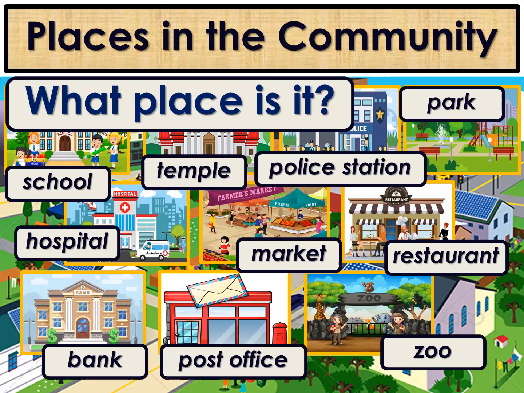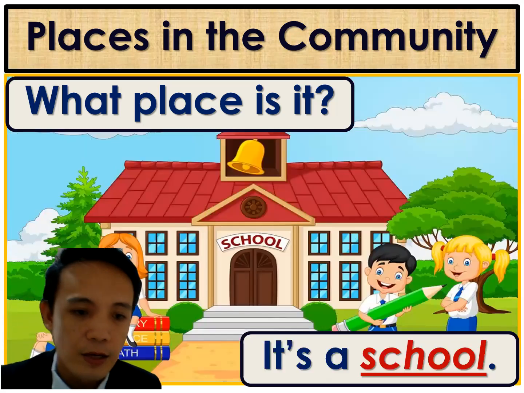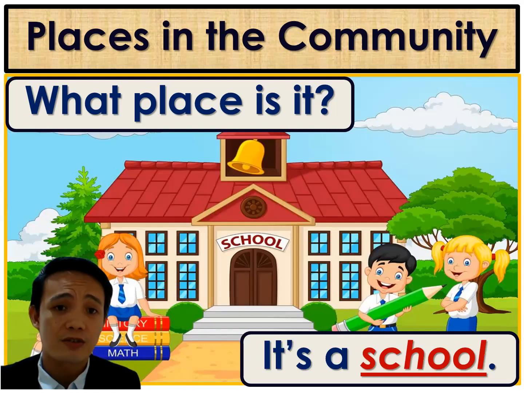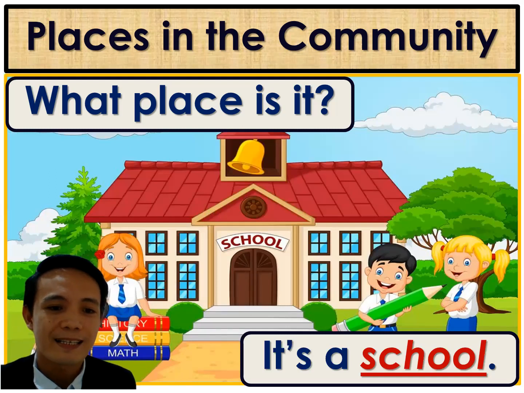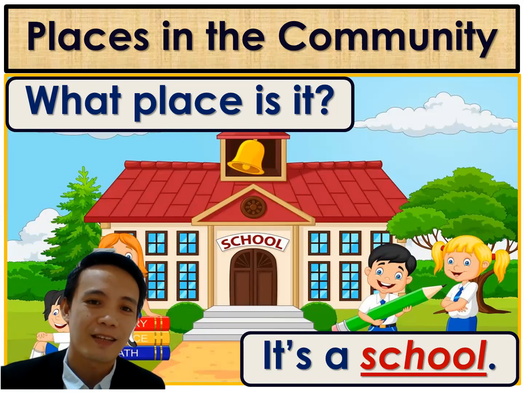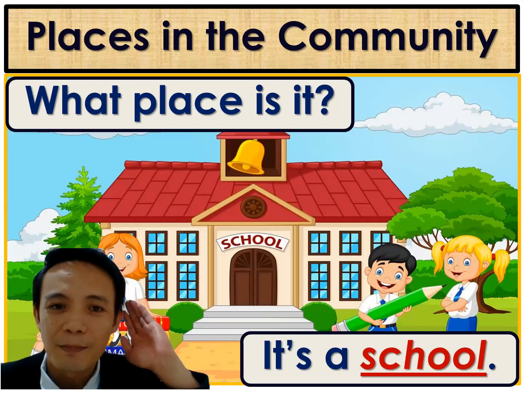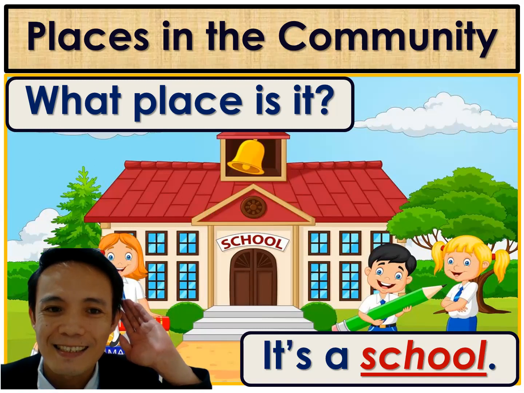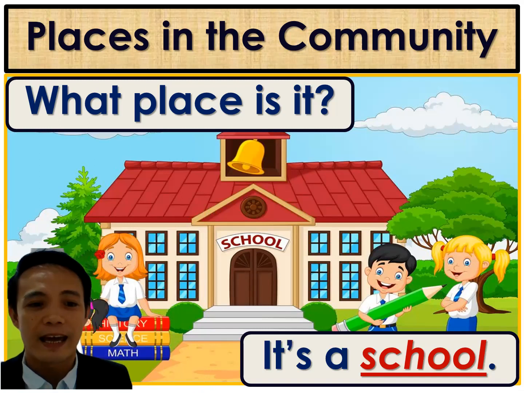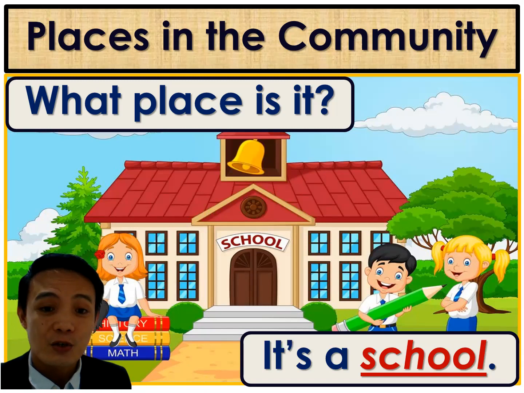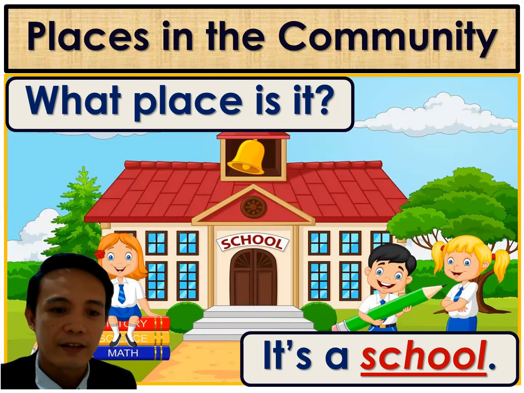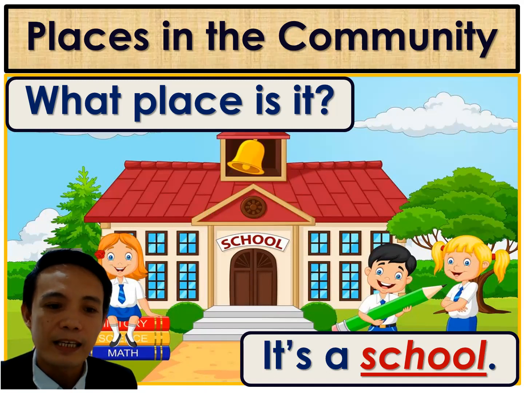Okay, let's practice speaking. Here we have the question structure. What place is it? Can you say that? What place is it? Okay, answer: It's a school. Just look at the picture and tell me the name of that place using a complete sentence. Okay, next.